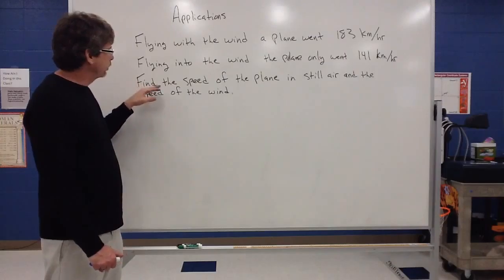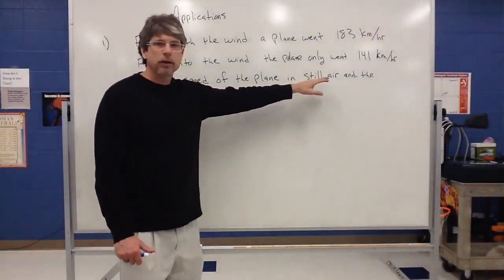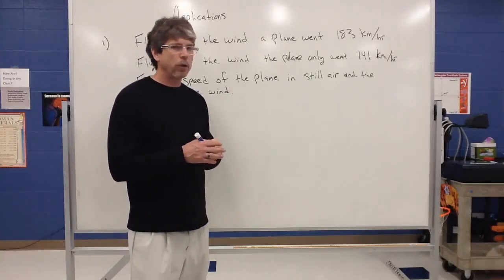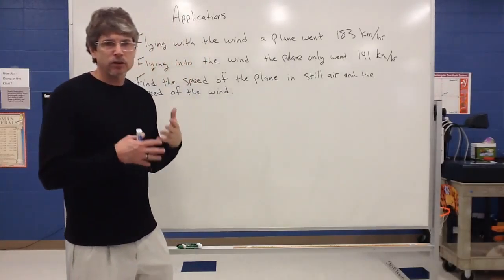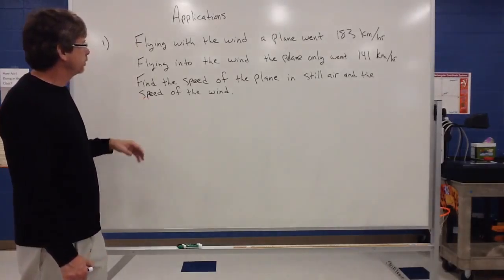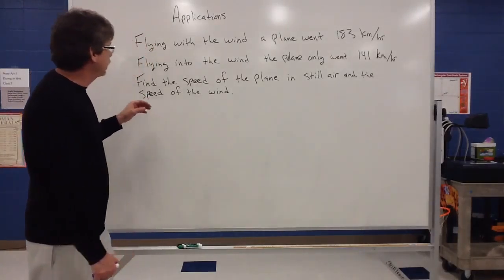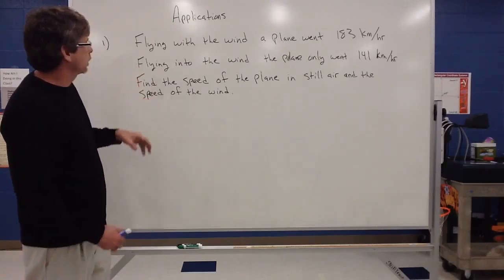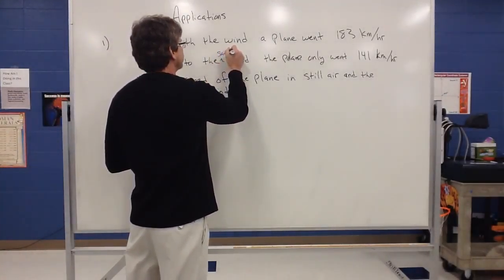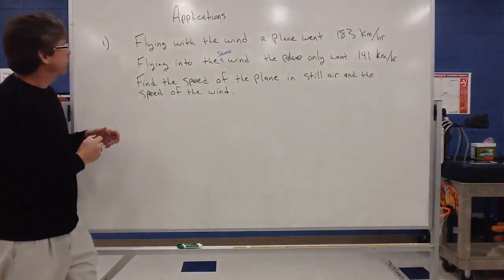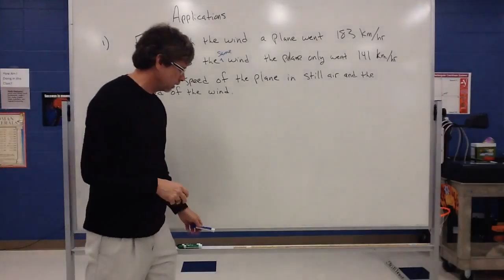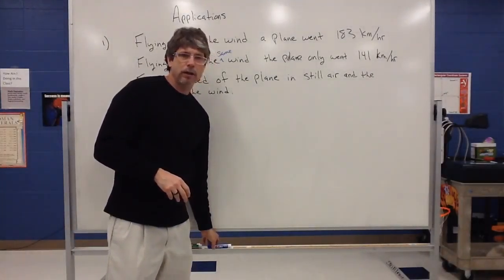But what the question asks us to do is find the speed of the plane in still air. In other words, as if there's no air at all blowing, slowing it down or speeding it up. What's the actual speed of the plane, if you will. And then we also want to know the speed of the wind. Basically we're flying into the same wind as well. So flying with the wind, flying into the wind. So we have a tailwind and then a headwind.